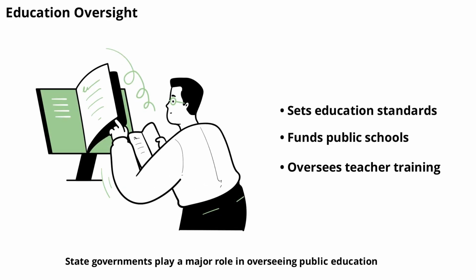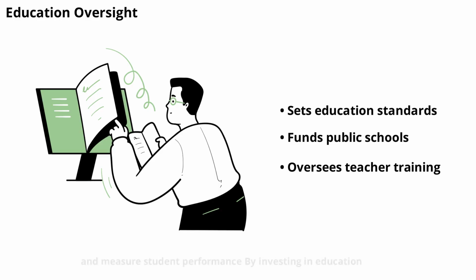State governments play a major role in overseeing public education. They set standards for schools, provide funding, and ensure that students receive a quality education. State education departments work with local school districts to develop curricula, train teachers, and measure student performance. By investing in education, state governments help prepare the next generation for success.